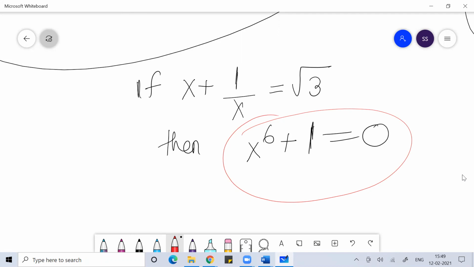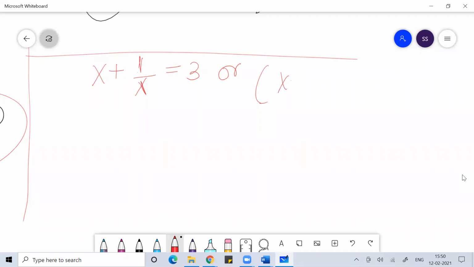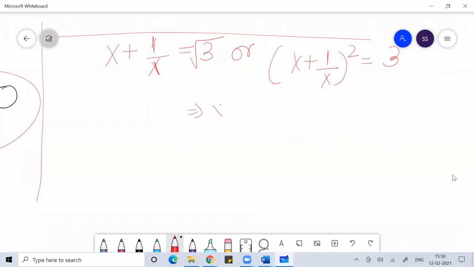Now you will ask me a question: sir, how is this possible? Sir, we can remember, but tell me the logic of how this has happened. So please understand this part. If I'm saying that x plus 1 by x is equal to root 3, or I can ask the question like this: x plus 1 by x whole square is equal to 3. So if anything is given, then you understand that x plus 1 by x is equal to root 3.